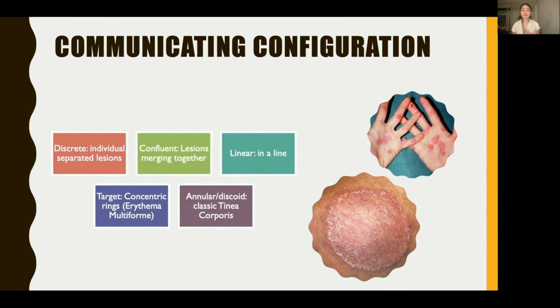And then how to communicate the arrangement of lesions. Discrete would be individual separated lesions. Confluent would be lesions which merge together. Linear lesions, quite obviously, are in a line. Target lesions would be concentric rings. For example, erythema multiforme, you can see on the hands there, you call those target lesions and you describe them as concentric rings. Another word to use is annular or discoid. You classically see that in the discoid lesion of tinea corporis. Next slide.